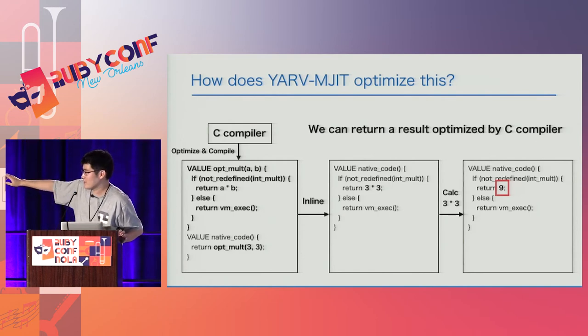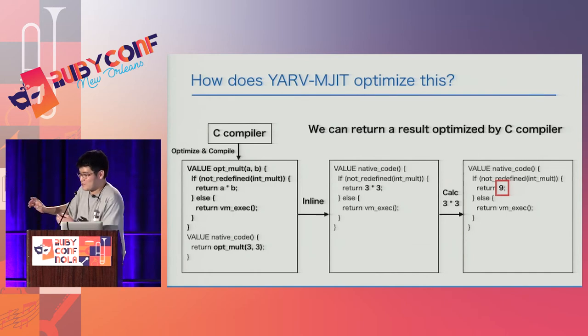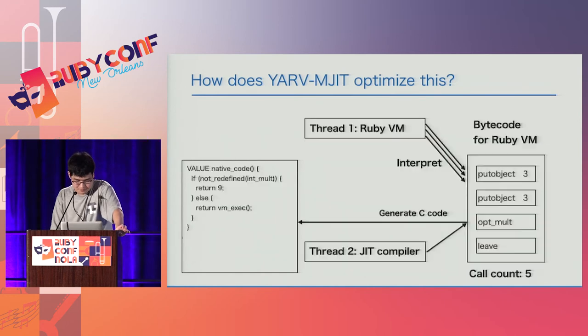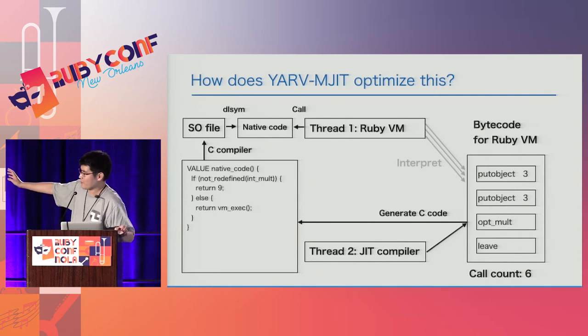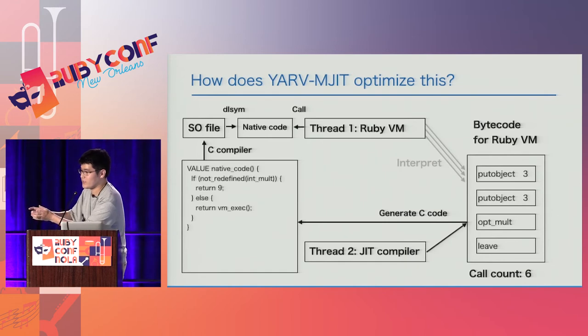I want to say that this is not optimized by our work, but it's optimized by other C compilers' efforts. Optimizing code would be a very complex thing, but we can delegate such hard work to other very good C compilers. Then it's loaded as a .so file and the DSM to native code and call this one. So we can return the optimized nine without calculating the multiply.